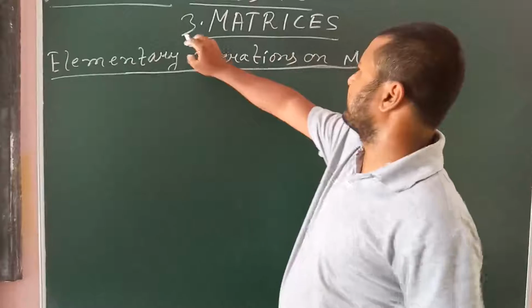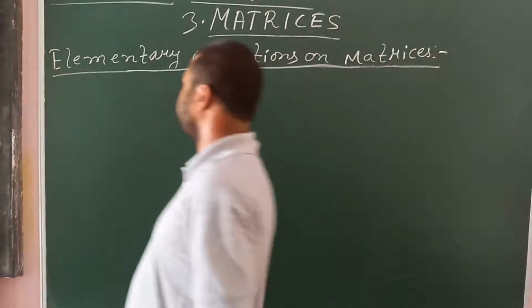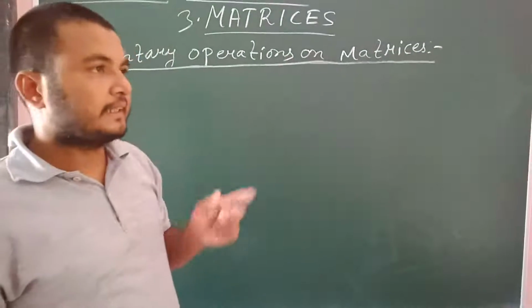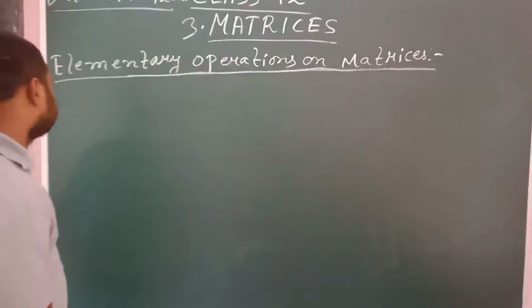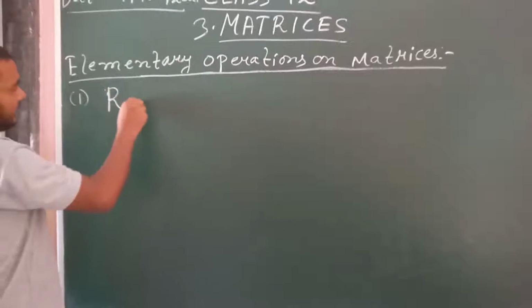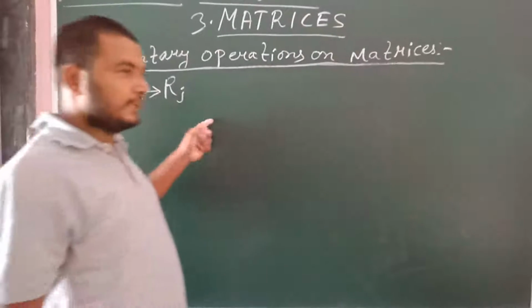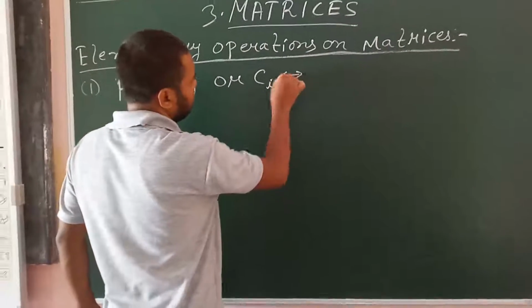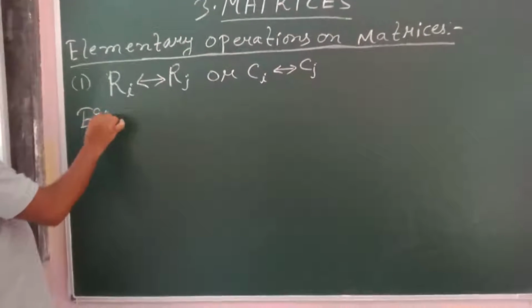So today we'll start with chapter 3, matrices. And today we'll discuss a very important topic of matrices, that is the elementary operations on matrices. There are three types of elementary operations on matrices. The first operation is that Ri and Rj can be interchanged. That means the ith row and jth row can be interchanged, or the ith column and jth column can be interchanged. So we'll discuss with some examples.